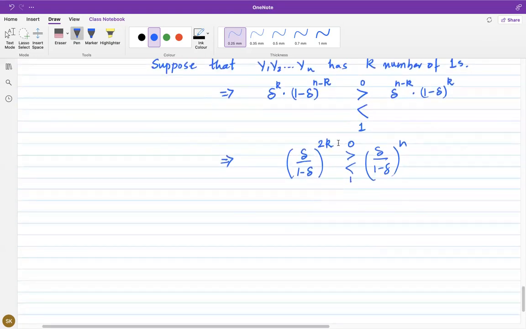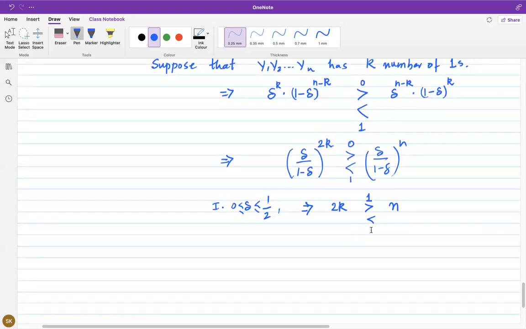Okay, so now you get this expression. Now there are two cases here. Case one is when delta is less than half. So when delta is less than half, if you stare at this expression here, this fraction delta by 1 minus delta gets smaller than 1. And therefore this base is also smaller than 1. And therefore, the next step that you'll get after this expression is that we should have 2k greater than n.